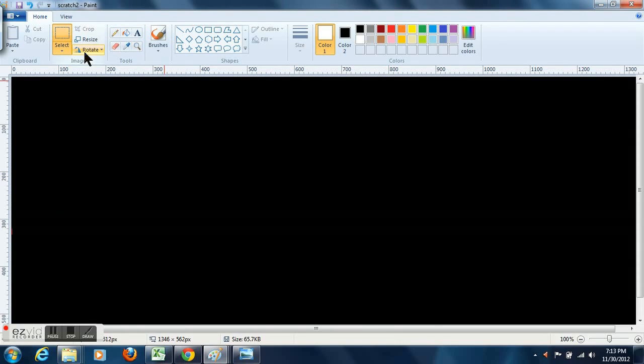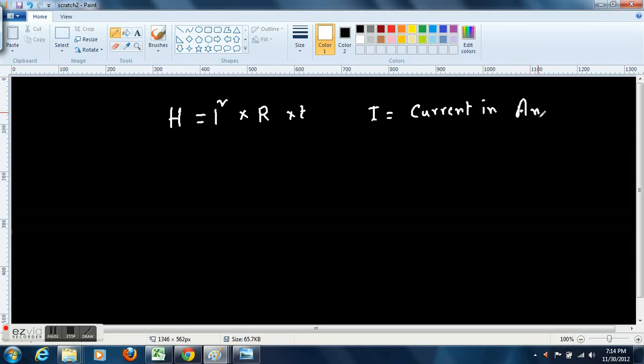So the first formula that we have learned, and this is the one which you will be using very frequently, is H equal to I to the power 2 into R into T, where I equal to current flow in ampere, R equal to resistance in ohms, and T equal to time in seconds.